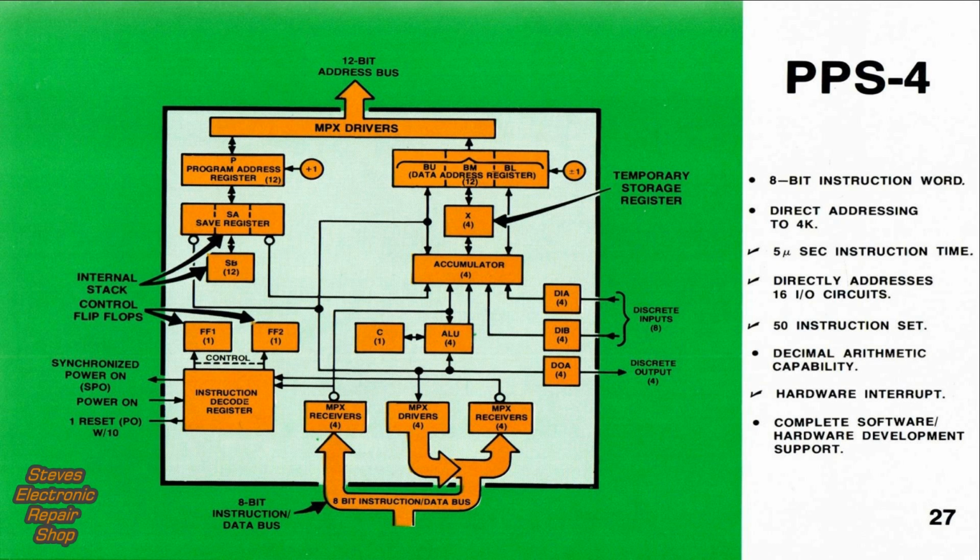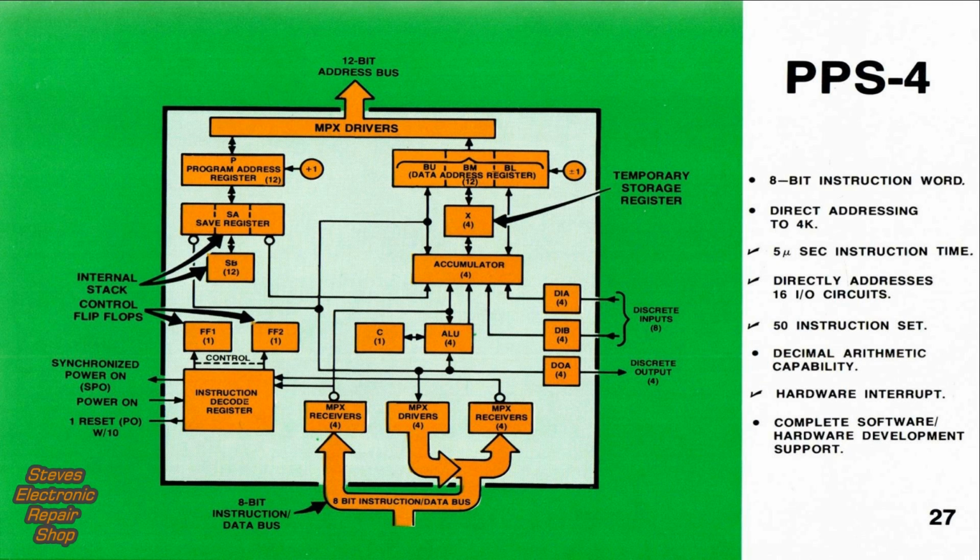The PPS-4 has an 8-bit instruction data bus and a separate 12-bit address bus. As indicated by the arrows at the left, an internal stack made up of registers SA and SB is provided. In addition, the stack can be expanded to RAM. Control flip-flops FF1 and FF2 provide conditional branching. The arrow at the right points out that register X is for temporary storage of either the accumulator or BM register. The important features are highlighted by check marks.